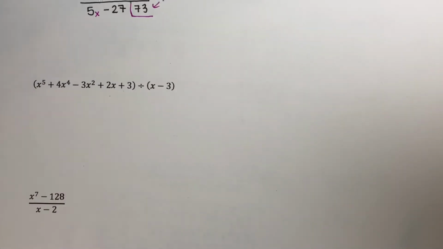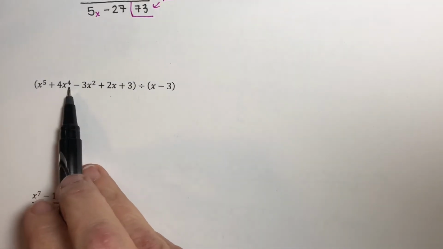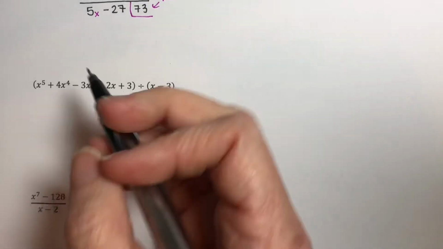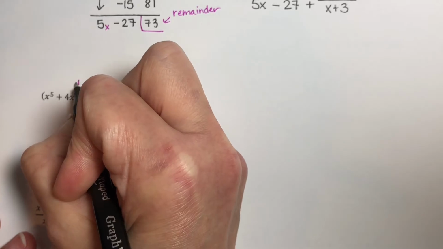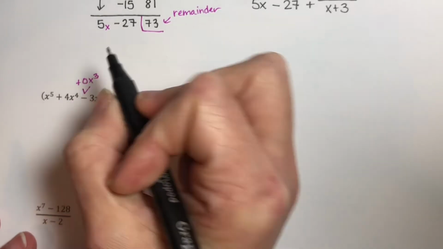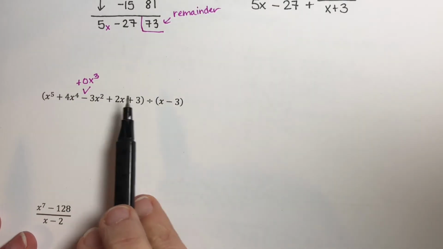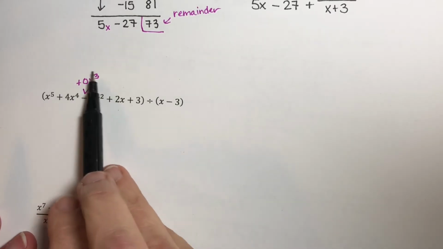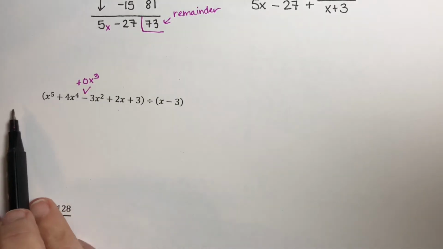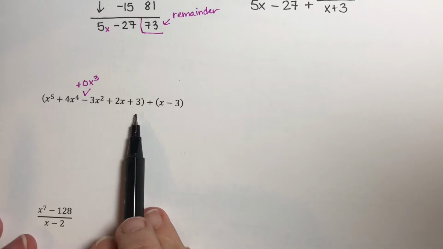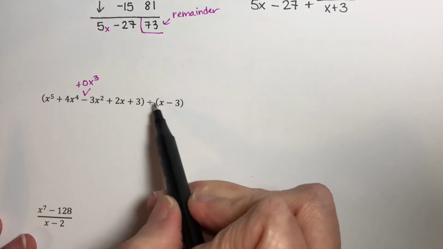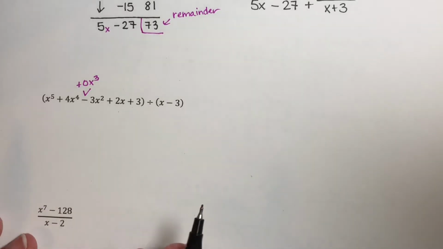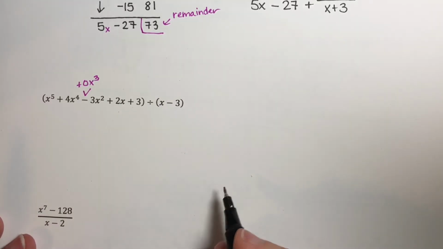So let's do this one. 5th power, 5, 4. I'm missing a 3rd power here, right? So right in here, I'm going to have a plus 0x cubed, then square, 1st power, constant. Okay, so if I put that plus 0x cubed in there, I should have everything in there. And then I have an x minus 3. I have a 1st power, a degree of 1. My coefficient is 1, so I'm allowed to use synthetic division.